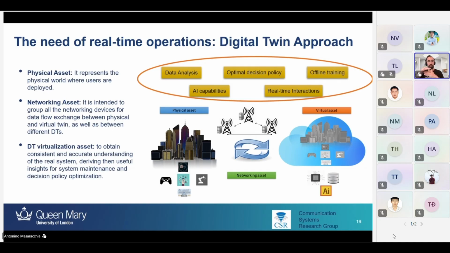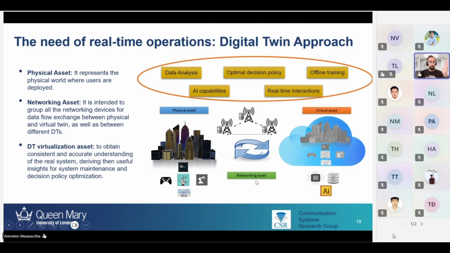So, as I said before, the digital twin approach, and what it will consist of. There is going to be the network asset, which represents the physical layer. In this case, on the figure on the right, I only represented the terrestrial network, but the same principle can be applied to the non-terrestrial network. On the left side, we have the physical asset, which is the real network.